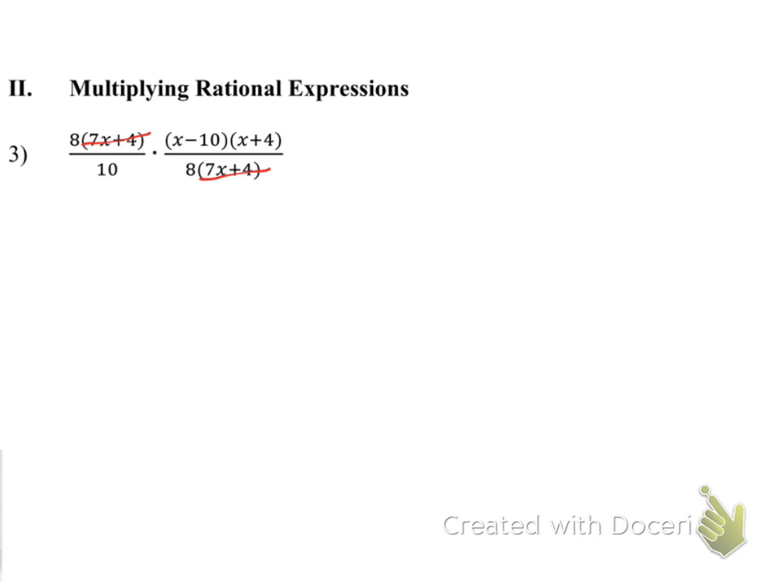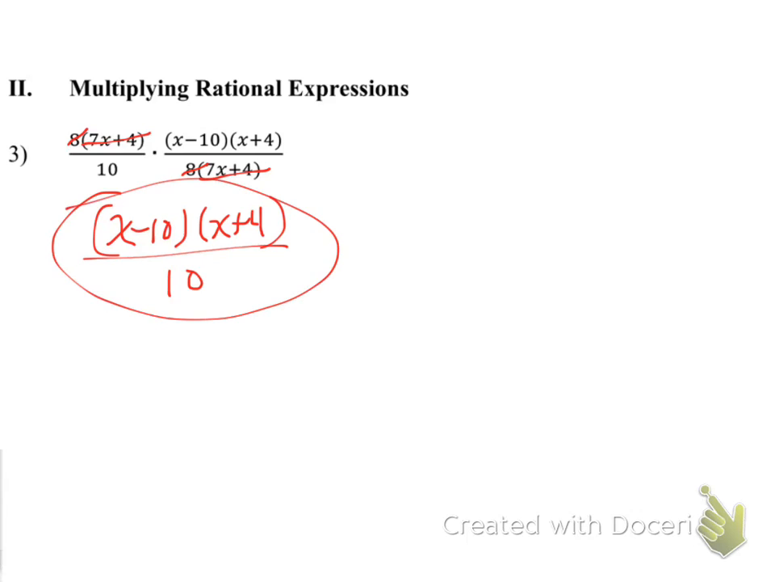Cross-reduce here, here, and then we should also look if we can reduce up and down. In this case we can't, so we're left with x minus 10 times x plus 4 all over 10. That's our final answer. And again, we would have exclusions here, like x can't be certain numbers, but right now we're not worrying about it.